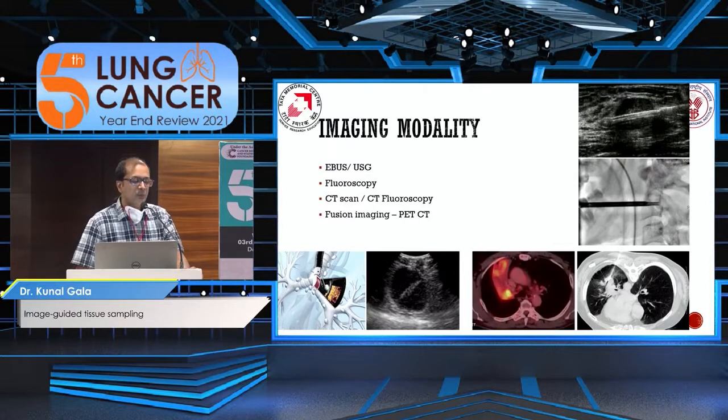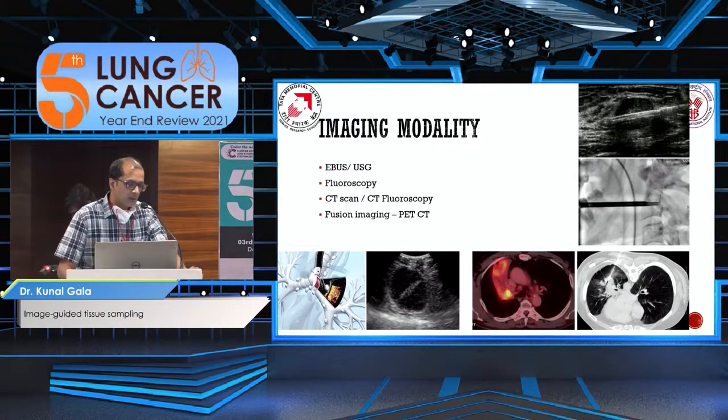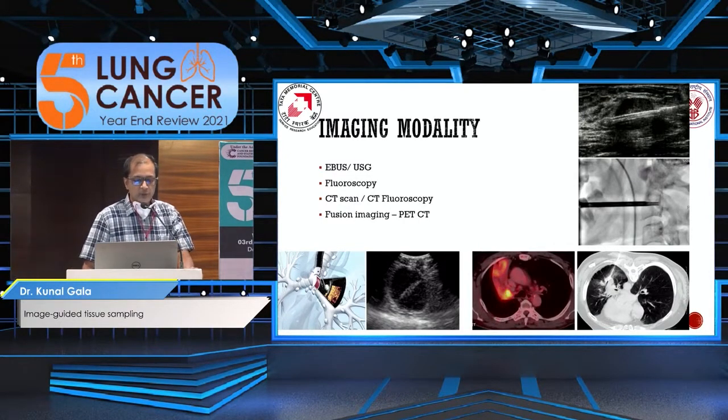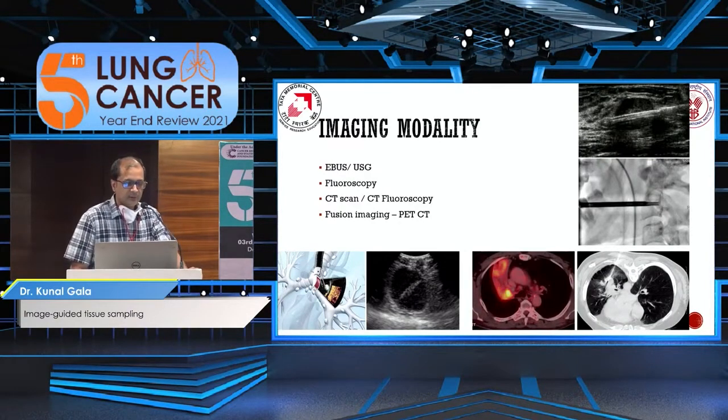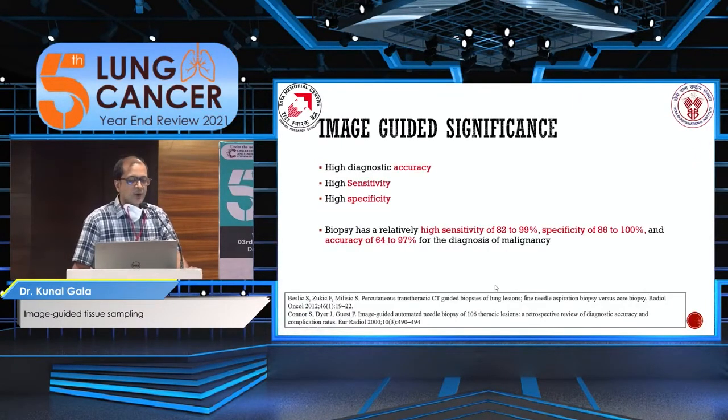And last but not the least, when the biopsies are coming repeatedly negative, you do a fusion biopsy, that is PET is combined with the CT scan, and you can see in this image where there is central hilar lesion and with collapse consolidation. So why image guided has more significance? Because it is highly accurate, high sensitivity, specificity, and the sensitivity is in the range of 82 to 99%, and specificity is 86 to 100%, whereas accuracy is 64 to 97%.